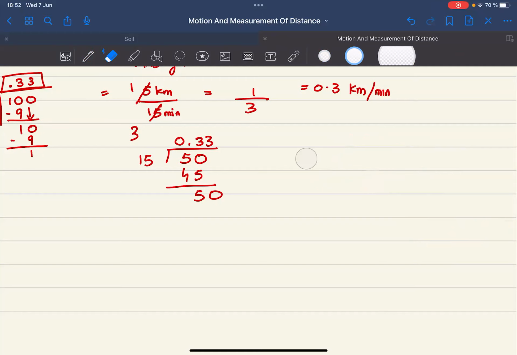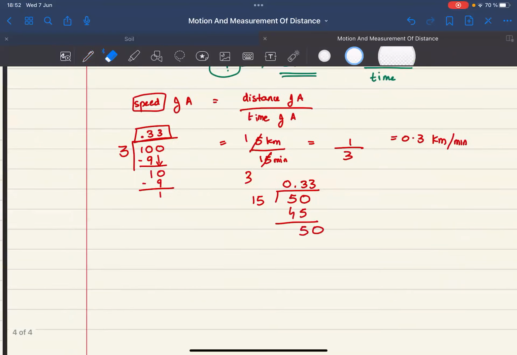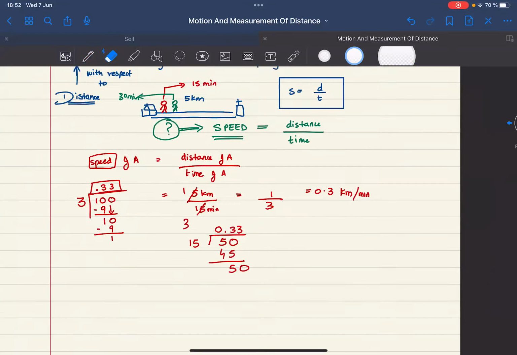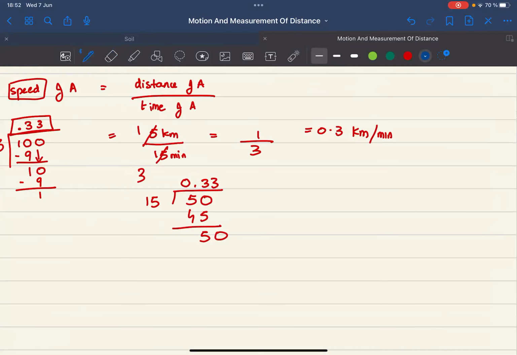Now let's calculate the speed for AB. Who wants to do the sum? Who wants to do this sum now? Someone come forward and do it. Yeah, Advika, can you solve it?